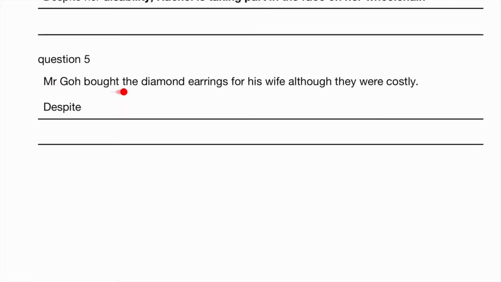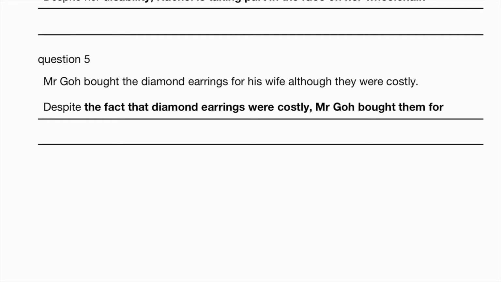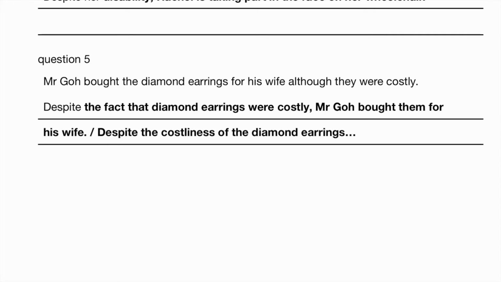Question 5. Mr. Goh bought the diamond earrings for his wife, although they were costly. So again, unexpected, super expensive, and yet he bought them. So in this case, despite the fact that the diamond earrings were costly, Mr. Goh bought them for his wife. You can use also the noun form of costly, which is despite the costliness of the diamond earrings, comma, Mr. Goh bought them for his wife.